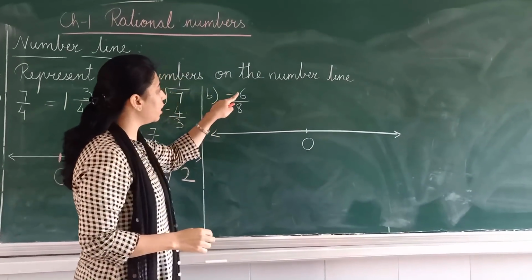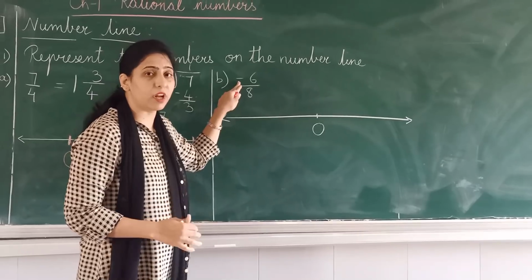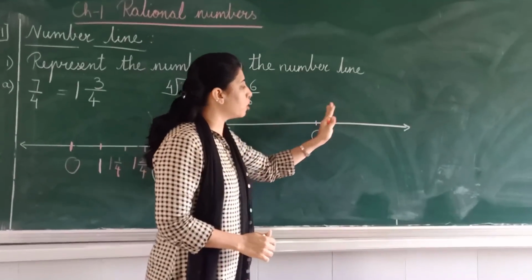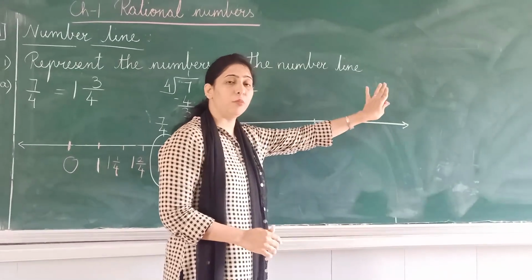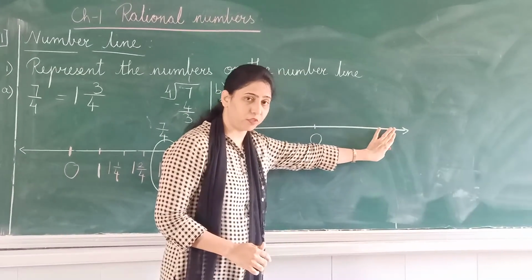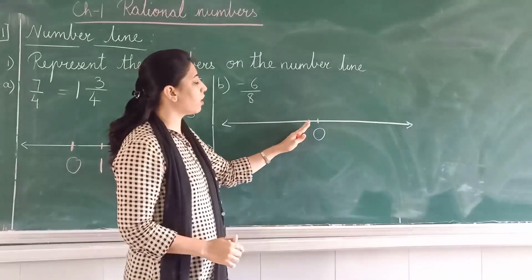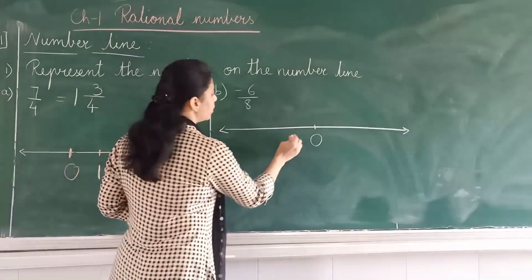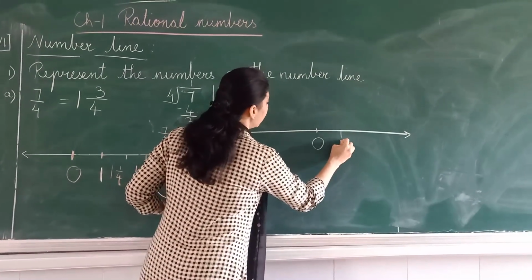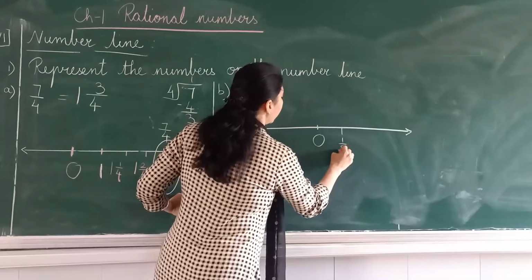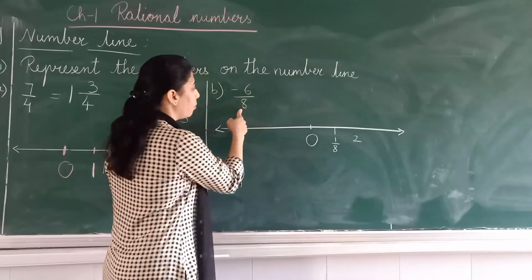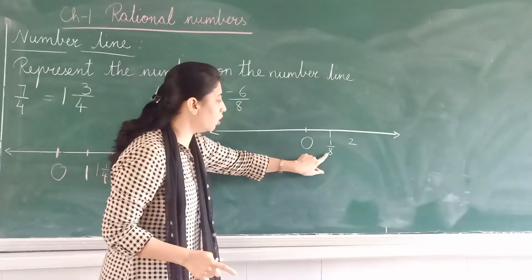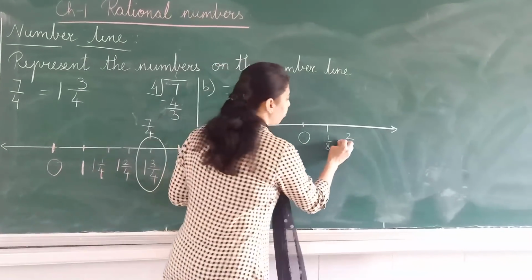Now it is minus 6 upon 8. It is a negative rational number. So always keep in mind that positive rational numbers are represented on the right hand side of the number line and negative rational numbers are represented on the left hand side of the number line. So we'll start from here. Here positive, that is 1 upon 8, 2 upon 8. What is the denominator? You always have to check the denominator. It is divided into 8 equal parts. So the denominator everywhere will be 8.